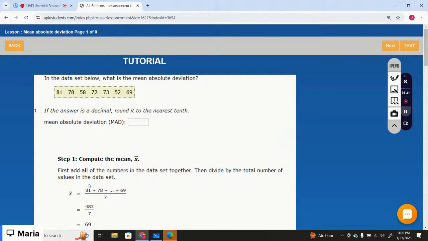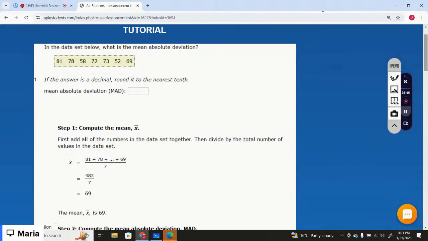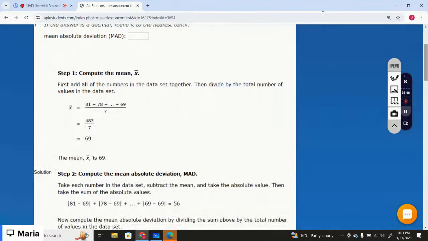In the data set below, what is the mean absolute deviation? So you have to calculate the mean absolute deviation. The first thing you have to do is calculate the mean. The mean is the sum of all the numbers divided by the total number of values given. For example, you are given 7 values, just add them all and divide by 7.